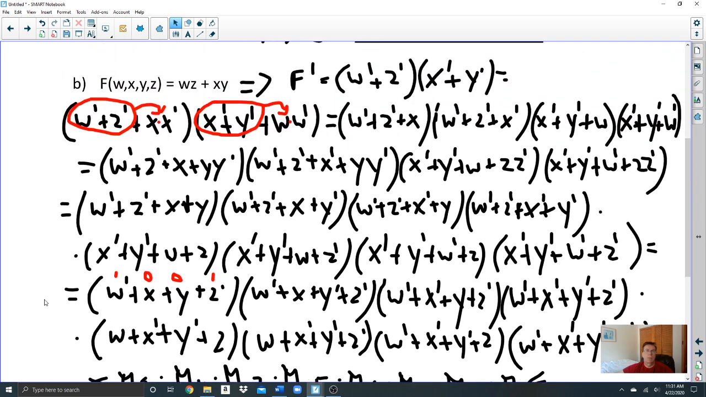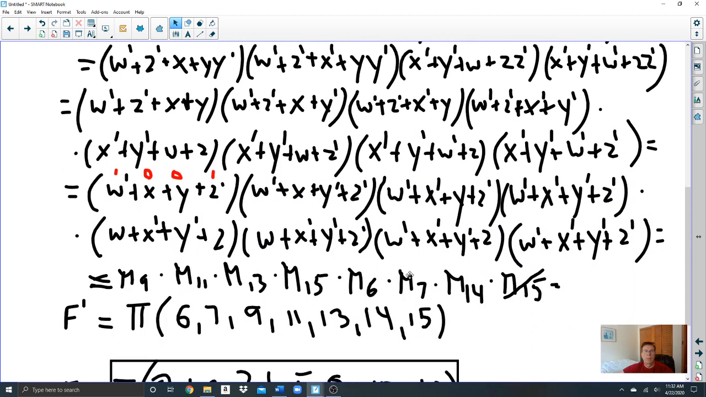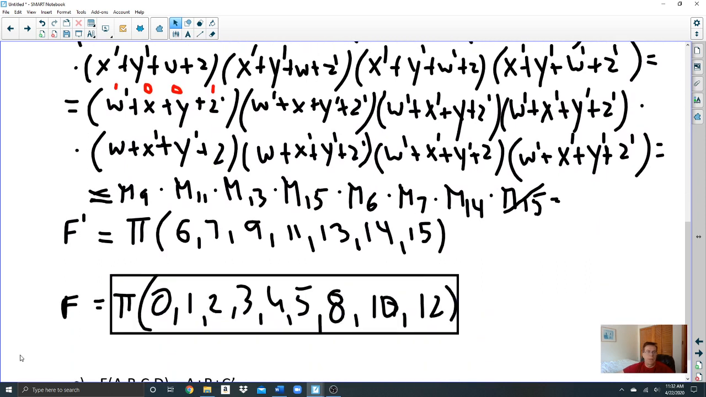But the question is, what are the max terms of function f, not f prime? We develop f prime into its product of max terms. So we have to flip it into f. So if f prime is a product of the following max terms, function f is a product of the rest of them. So look at this.